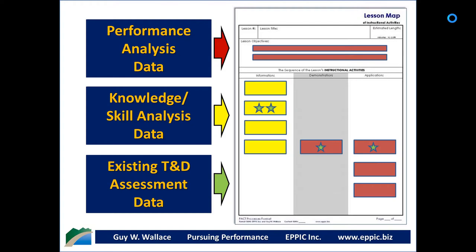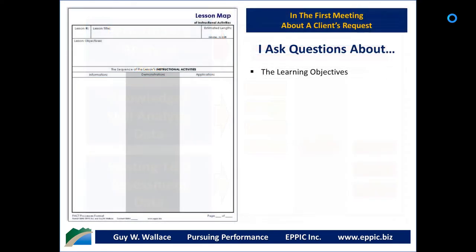It's important to have these three types of data before one begins constructing the lesson map of instructional activities. There are times when I've started a client meeting discussing their request for training and development by asking these questions. And sometimes I will leap to their whiteboard and draw out a lesson map and capture it in front of them as I ask the questions. First, I asked about the learning objectives. And then trying to shift it from learning to performance, I ask them to help articulate the performance objectives. What will the learner be able to do after the lesson is completed? This helps me identify performance-based learning objectives.